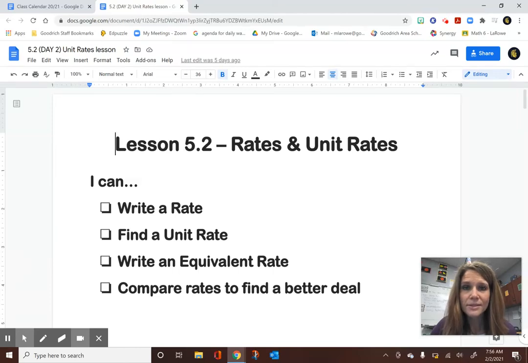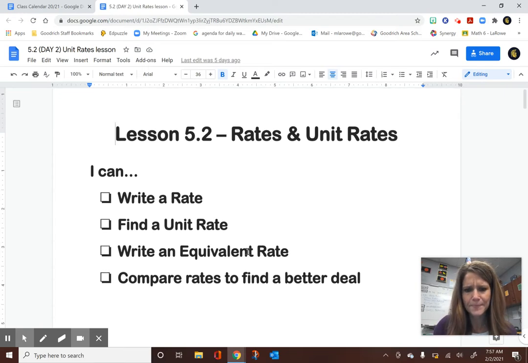Welcome back, mathletes. We have our second day of learning about rates and unit rates. The first thing that we'll do is make sure that you're good with writing rates and then find unit rates. And then we'll actually use equivalent rates so that we can compare two different options and figure out which one is better.